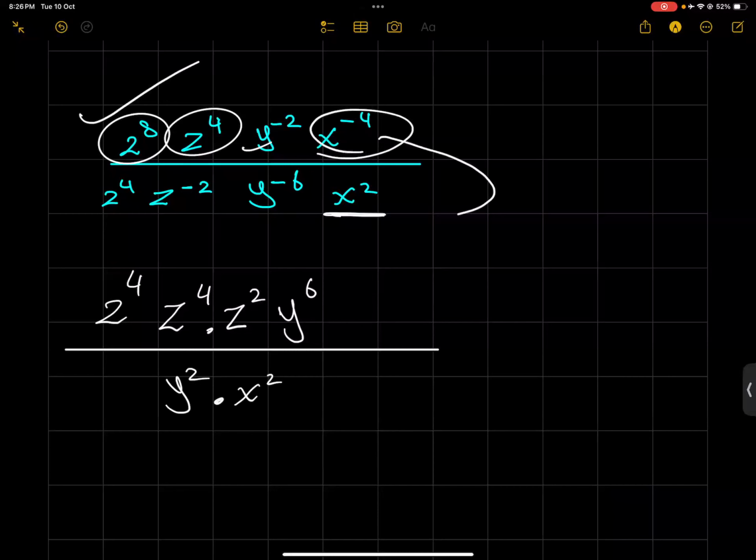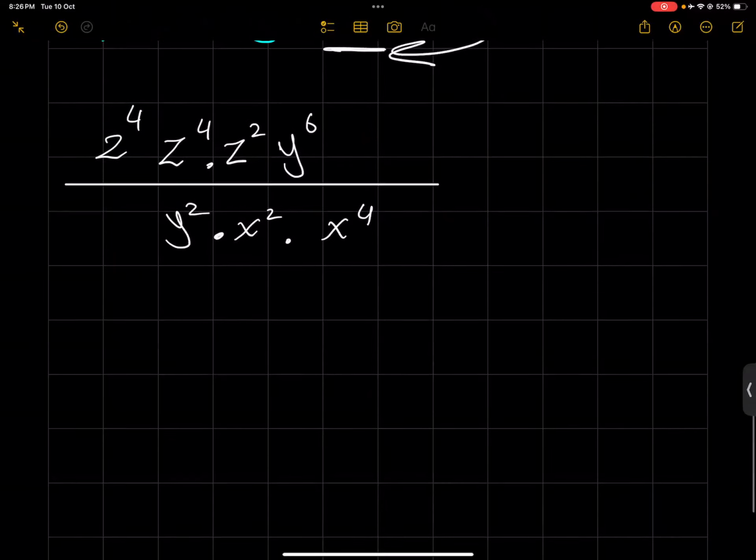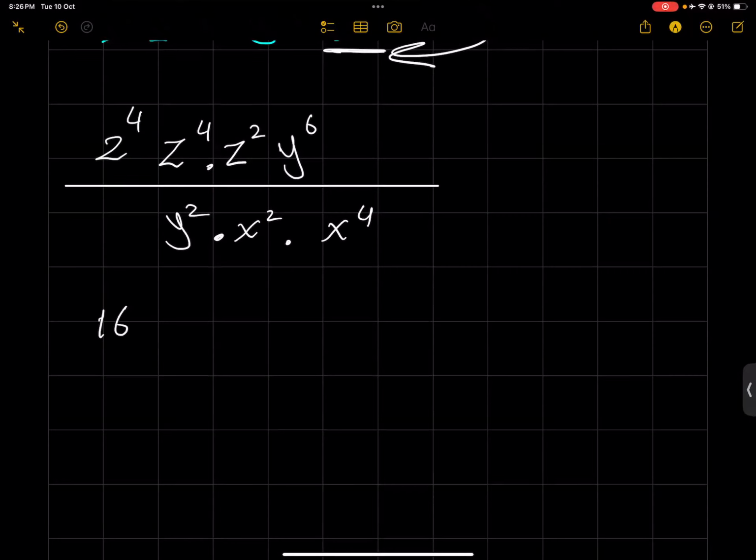What about the last one? I need to move it down. So it's going to be x power 4. And right now, I turned all of them into positive, right? Makes sense. So we no longer have negative power anymore. Anyway, 2 to the power 4, it's going to be 16. And here we have z power 4 and z power 2. Let me try to add them together. So this one's going to be z power 6, right? Makes sense. What about those?